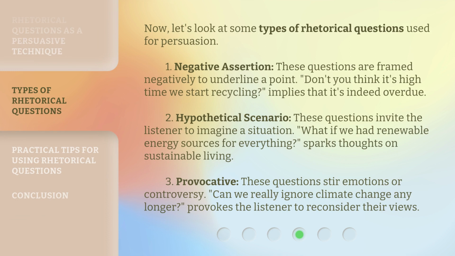Now, let's look at some types of rhetorical questions used for persuasion. 1. Negative assertion. These questions are framed negatively to underline a point. "Don't you think it's high time we start recycling?" implies that it's indeed overdue.